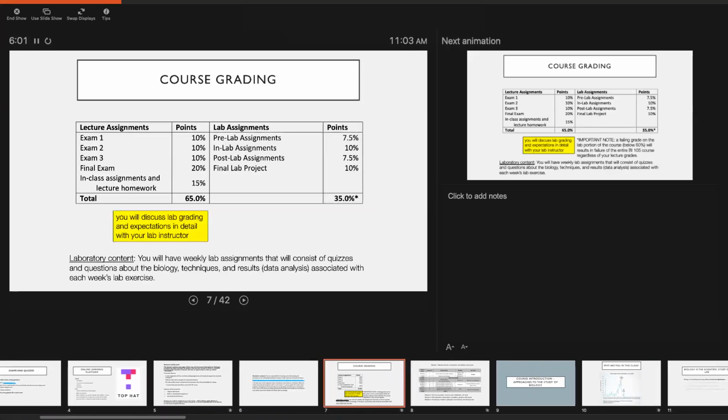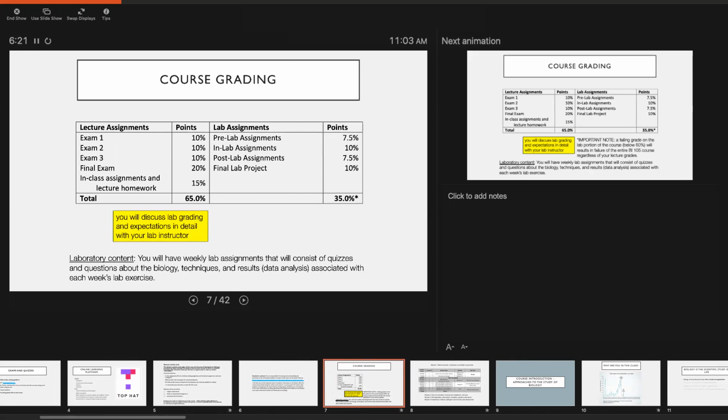The course grading is as follows. In the lecture class, you will have 4 exams: 3 midterm exams, or during-class exams, and then 1 final, worth 20% each. And then in-class assignments and homework are worth 15% of your total grade.